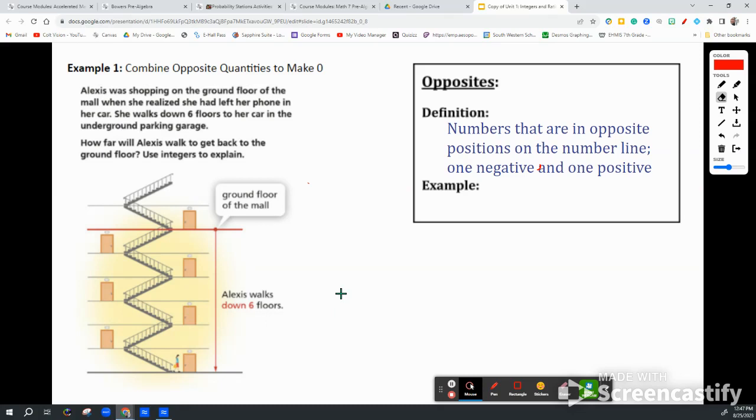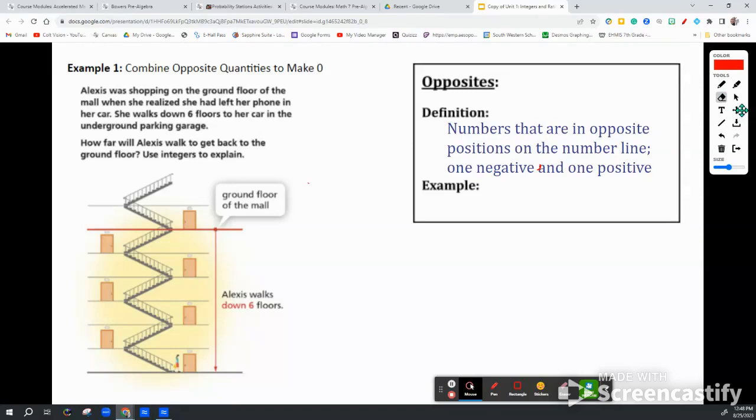So here's an example of a situation with opposites. Alexis was shopping on the ground floor of a mall when she realized she had left her phone in her car. So she walks down 6 flights to her car in the underground parking garage. So Alexis had parked 6 levels underground. She had to walk up 6 sets of stairs and then walk back down 6 sets of stairs. So she had to walk 6 sets in opposite directions. So that would be an example of opposites.